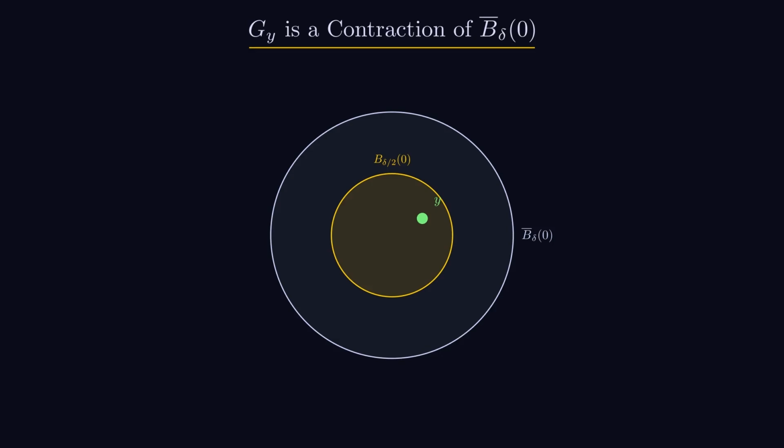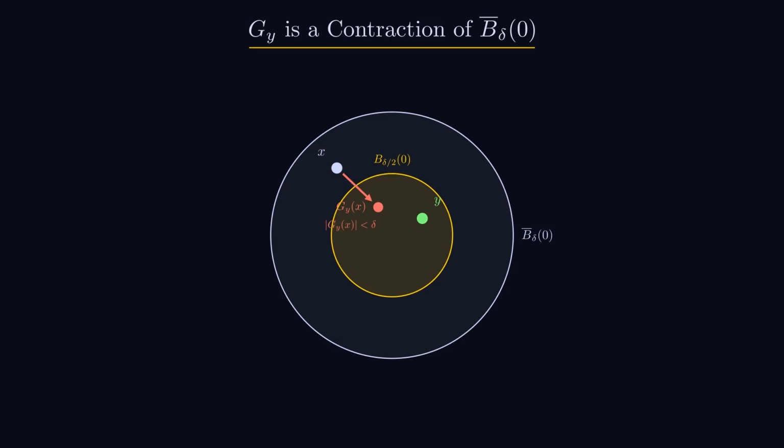Fix any target point y in the half-radius ball. The surjectivity argument must produce an x in the delta ball with f of x equal to y. The strategy is to express this as a fixed point problem. Define g sub y of x to be y plus h of x, where h of x equals x minus f of x. Then g sub y of x equals x is equivalent to f of x equals y.